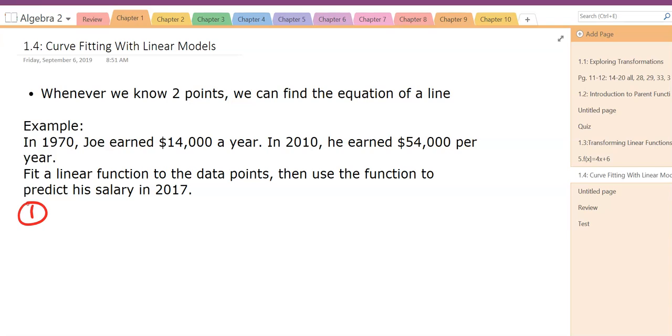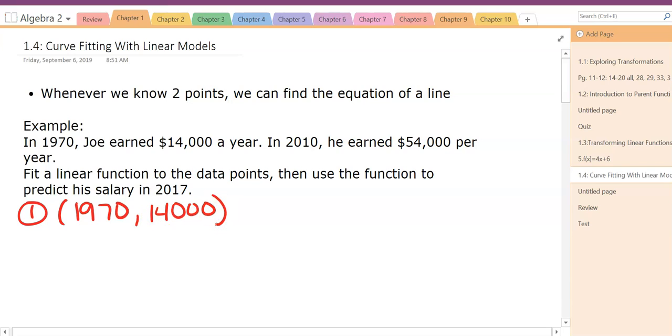In this case, the time, the years would be my x coordinates. His salary is what's changing. So if he's going back to school, he's getting more degrees, maybe he's able to get promotions. All of those things could help him earn more money. So those are things that can change depending on what he's doing. So when I write my coordinates, I'm going to put the year 1970 as my x for my first coordinate, and then the amount of money that he made, which would be $14,000. The other coordinate then would be for the year 2010. So 2010 goes in for my x coordinate, and then 54,000 goes in for the y.